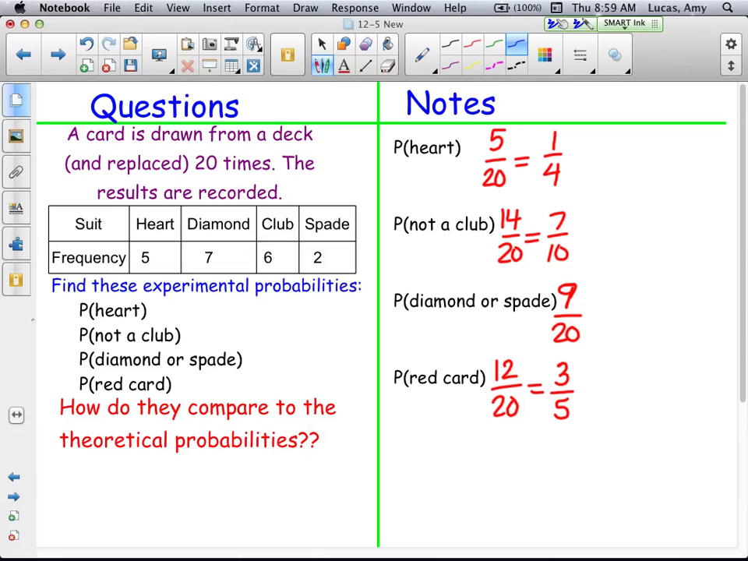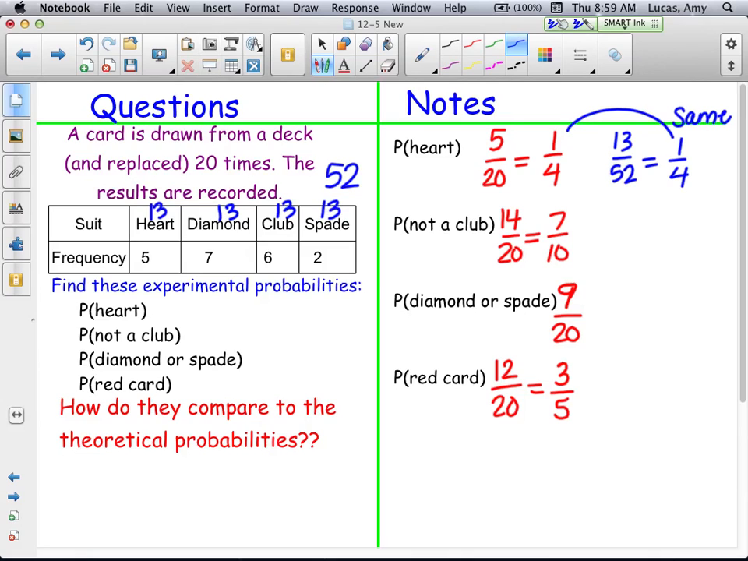Okay, now, how do these experimental probabilities compare to the theoretical probabilities? Well, what do you expect? If there are 4 suits in the deck, and there are an equal number of cards in each set, so a deck has 52 cards. So there are 13 hearts, 13 diamonds, 13 clubs, and 13 spades. So the probability of drawing a heart theoretically is 13 out of 52, or 1/4. So these probabilities are the same. They're the same for our first one. So what we expected to happen, happened.